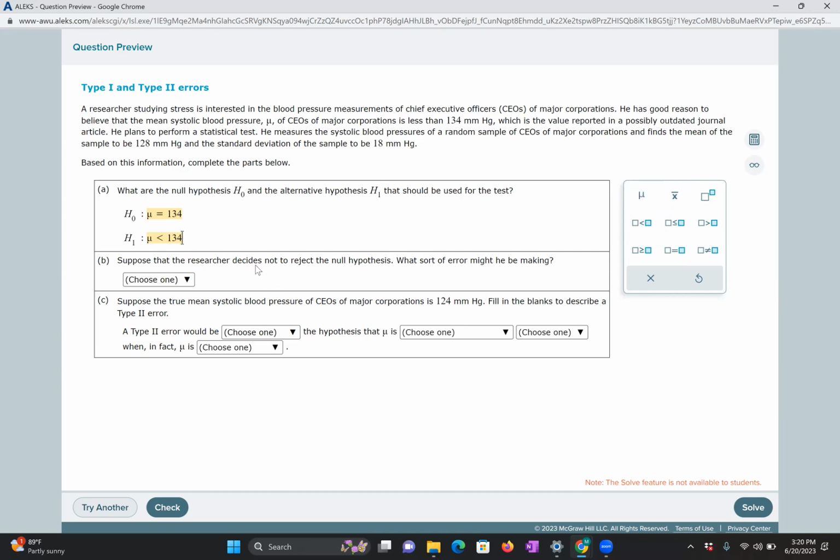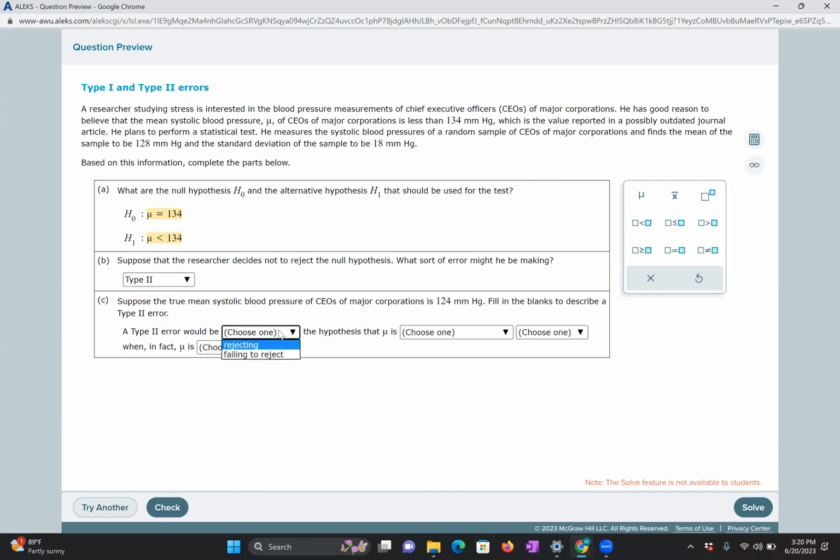Suppose that the researcher decides not to reject the null hypothesis. What sort of error might the person be making? So not to reject, type 2. Remember, reject is type 1. Suppose the true mean systolic blood pressure of CEOs of major corporations is actually 124. Okay, what is a type 2 error?